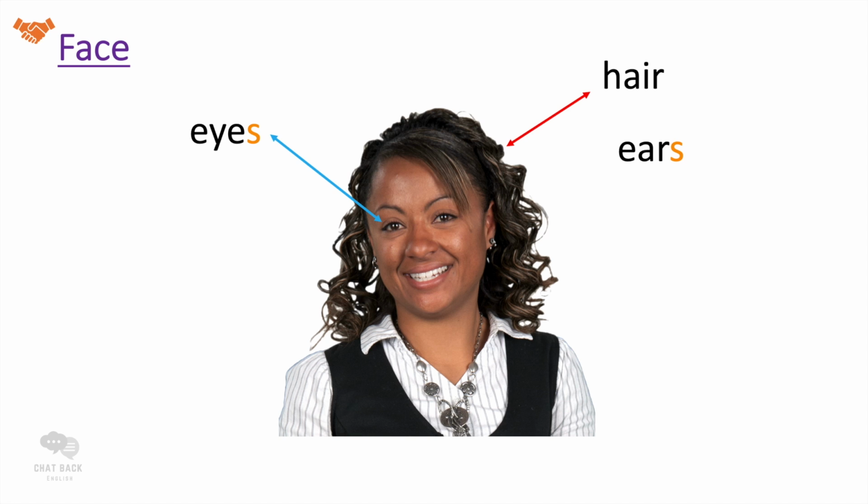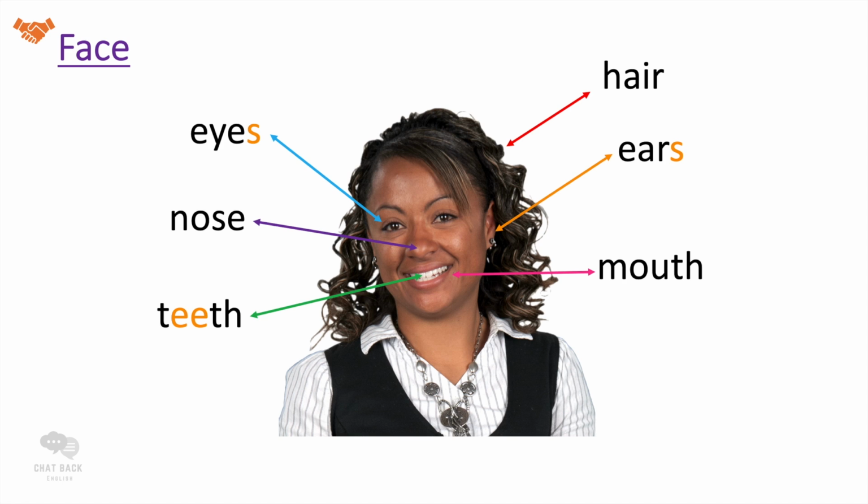Next we have ears. We have 2 ears. How many? 2. 2 ears. If we have 1 ear, we say ear. Ears. We have 1 nose, nose. We have 1 mouth, mouth. We have many teeth, teeth. If we have 1, we can say tooth, tooth.